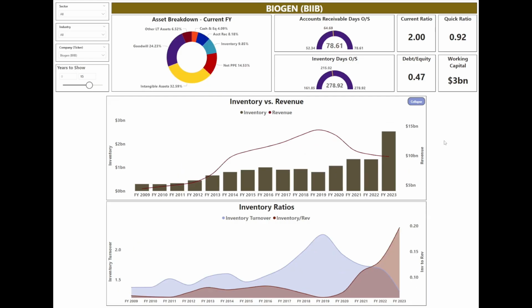What you don't want to see is something like this. This is Biogen. The first thing to look at here is your inventory is going up, but your revenue's declining. This means they're not selling what they have on hand right now. And then the inventory to revenue is another indicator of this. It's pretty flat. And then suddenly, since 2020, it's shot up. Whereas inventory turnover has gone the opposite direction. So basically, Biogen's having issues with getting their inventory out the door.